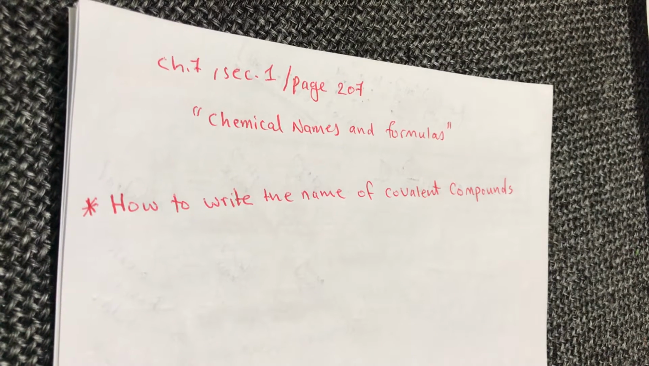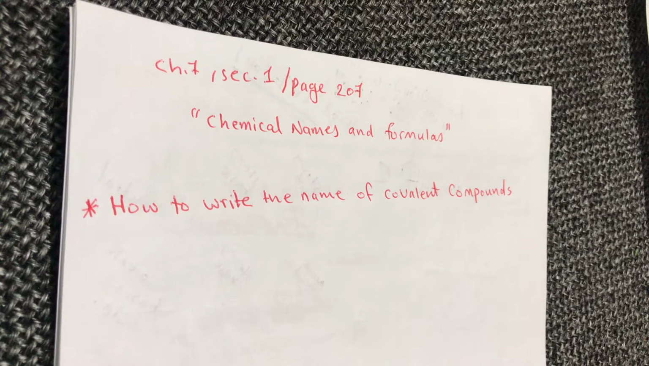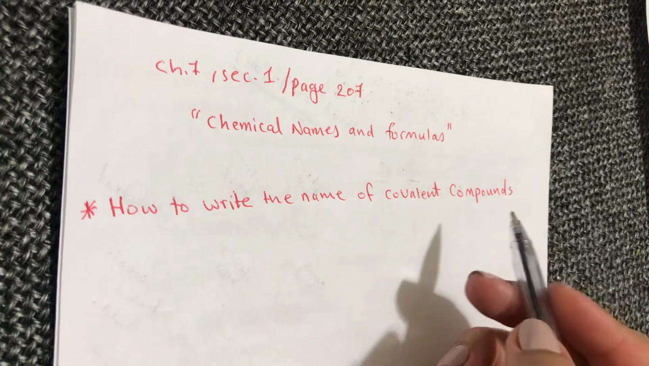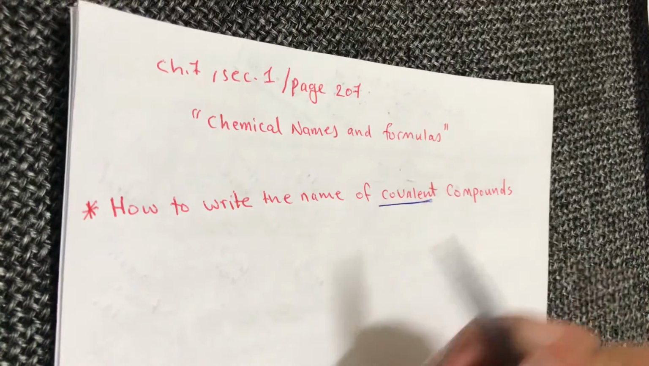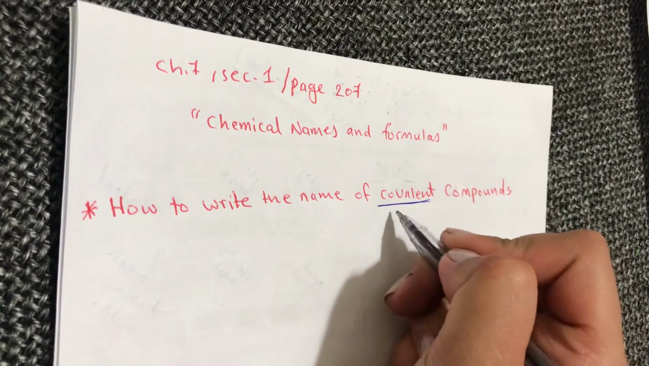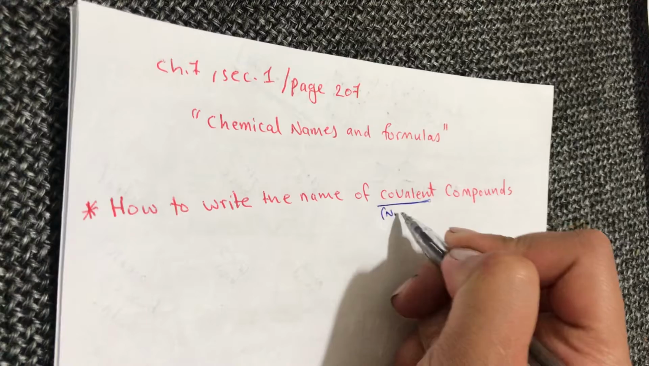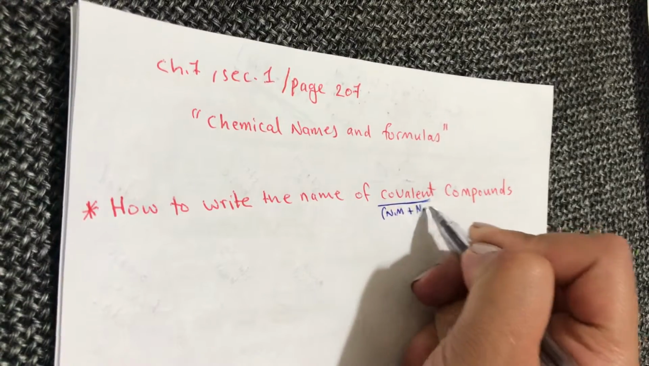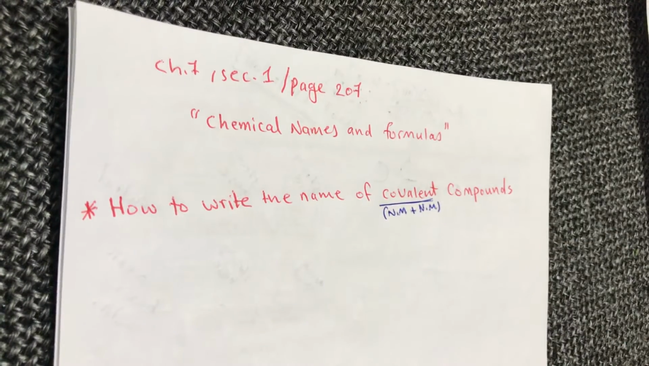Chapter 7, Section 1, Chemical Names and Formulas. We finish how to write names and formulas for ionic compounds. Now, how to write names and formulas for covalent compounds. So first you have to memorize that a covalent compound is a compound between a nonmetal and a nonmetal. So what are the rules?